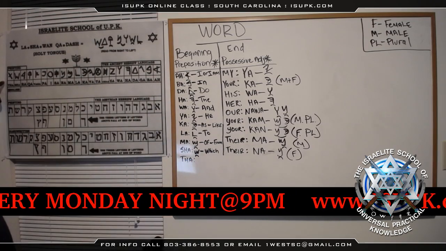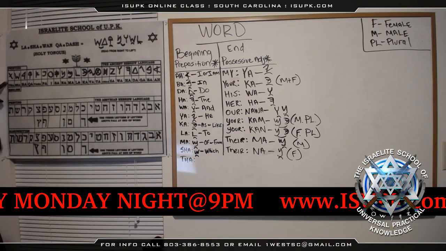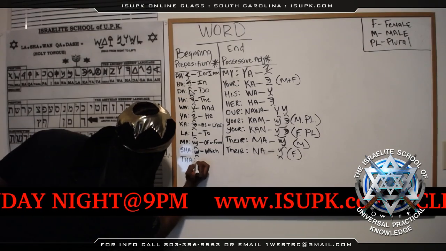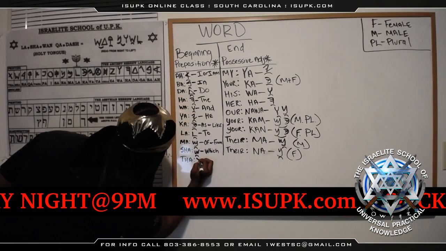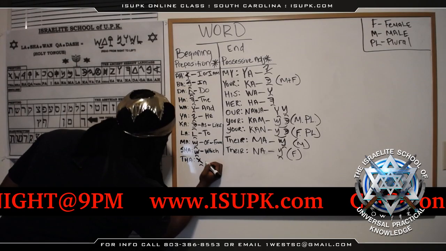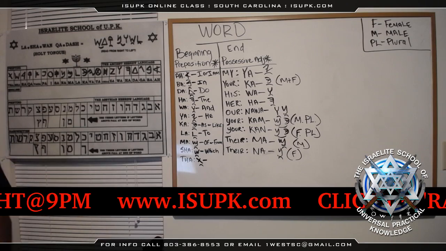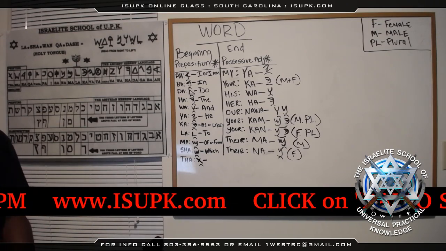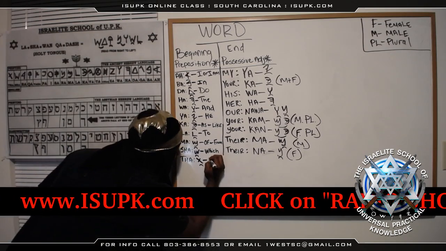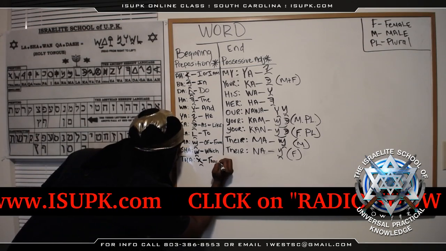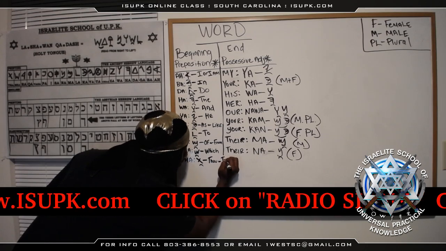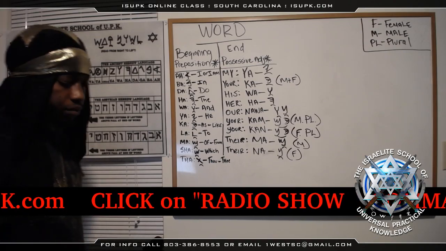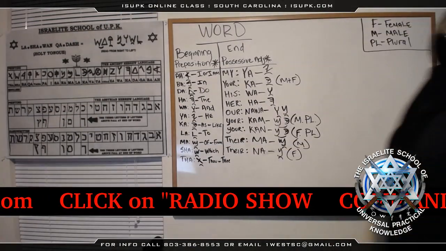That is the symbol here. If you can see it, all the way on the right side, this is how it looks. Kind of looks like an X. And what does it mean? It means thou or thee. Okay? Thou or thee.